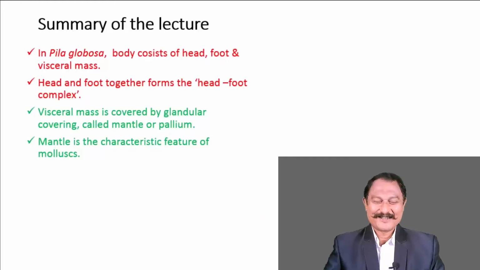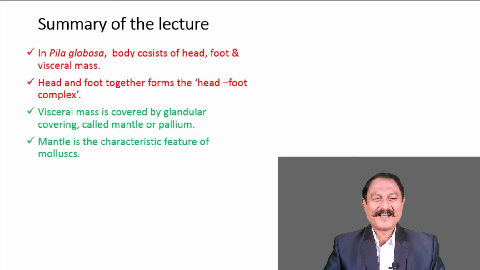Likewise, we had seen the head and foot complex, and on the head and foot a hump-like structure, that is the visceral mass, was situated. That visceral mass encloses the major visceral organs of the body. Means the mantle protects all the major visceral organs of the body, while that mantle again has been protected by the calcareous shell on the body. This is the peculiar character of the phylum Mollusca.